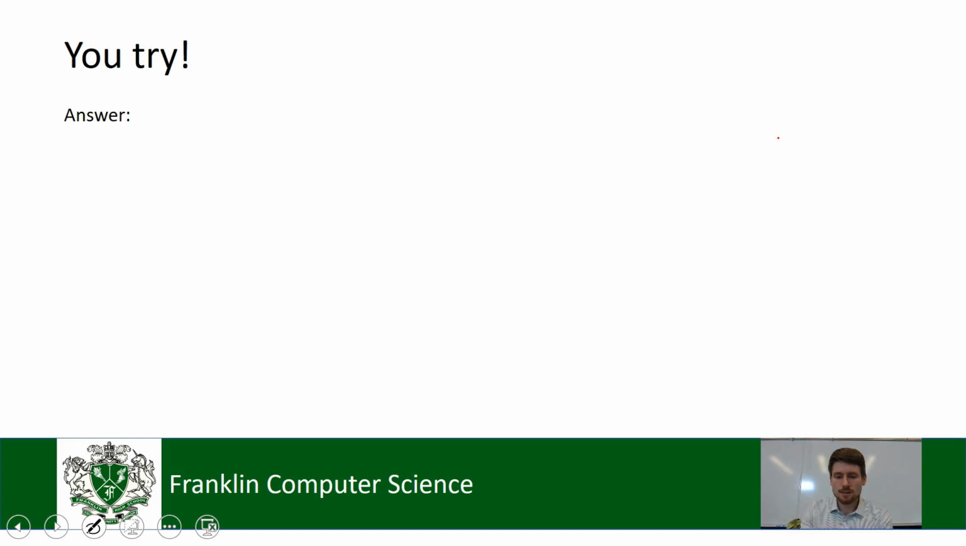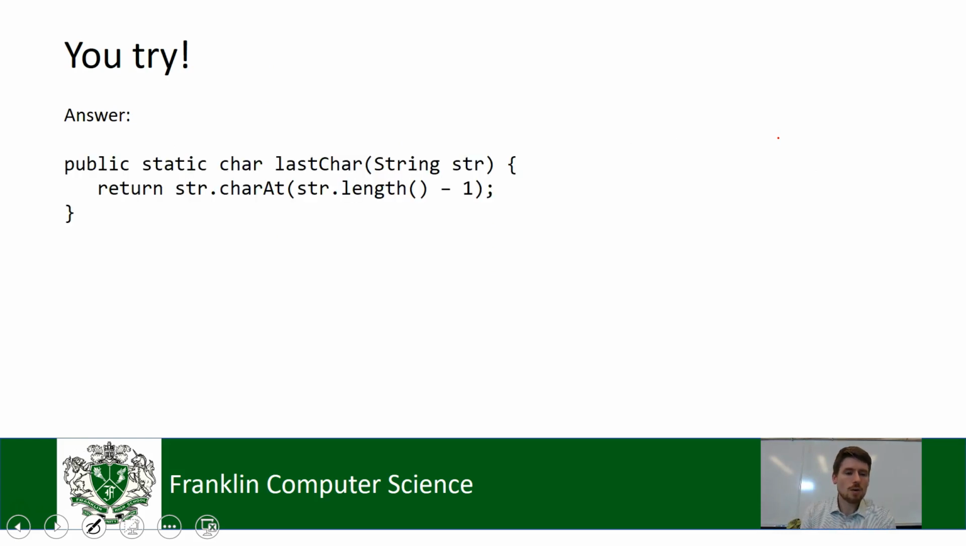Okay, here's the answer. It's just a one-liner. So public static char, we're returning a char type. It's kind of the first time we've done this. We're taking a string as a parameter. I just called my string str, an easy name for a string variable. And then we return the charAt of the string at length minus 1.